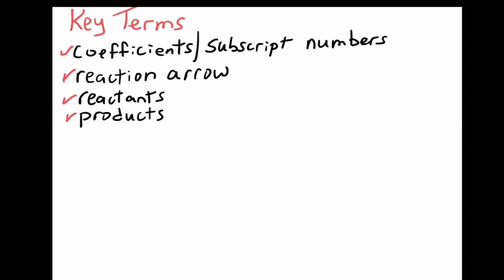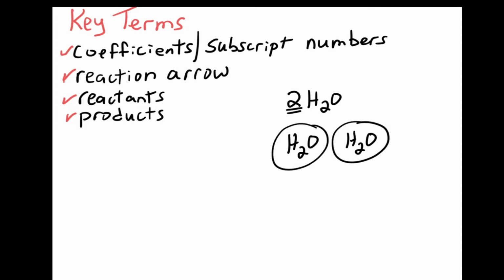All right, what a coefficient is, let's start there. So 2H2O. This right here is the coefficient, just like in math. What that tells you is that you have two molecules of water, okay? One, two. 2H2O.